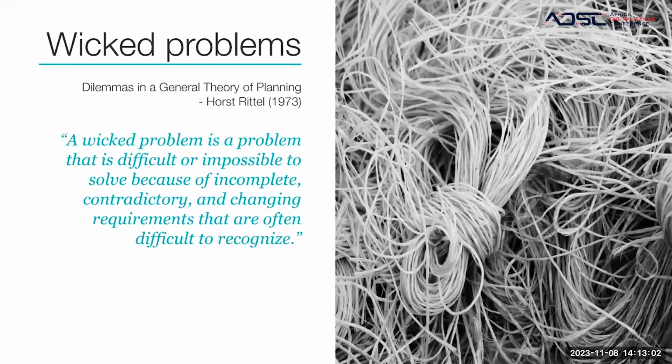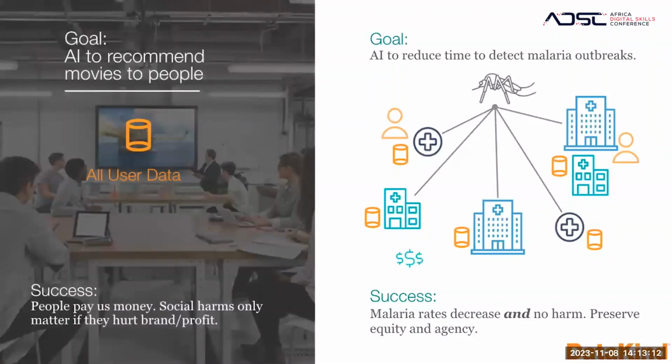They often include ill-defined end states. For example, when will we have solved poverty, right? So that's why we call them wicked problems. As a quick illustration, Netflix does not solve wicked problems. Netflix uses data and fine-tunes recommendations ultimately to keep you coming back for more and thus increase profits. And so social implications only matter if they hurt the brand enough to decrease profits.